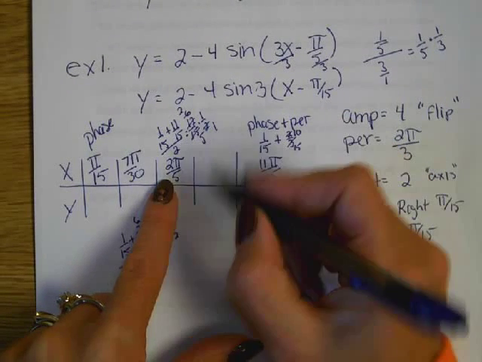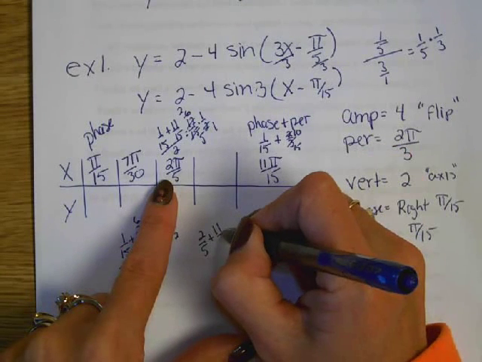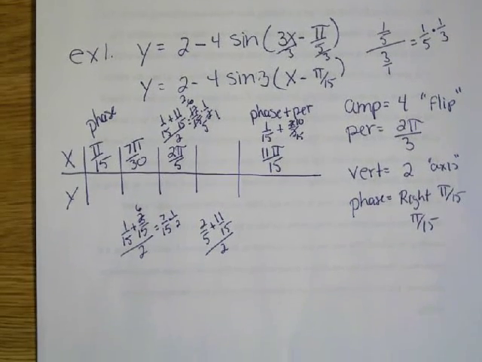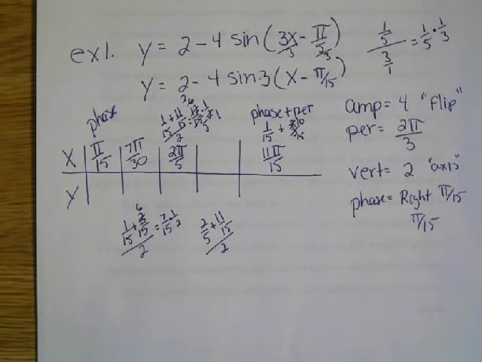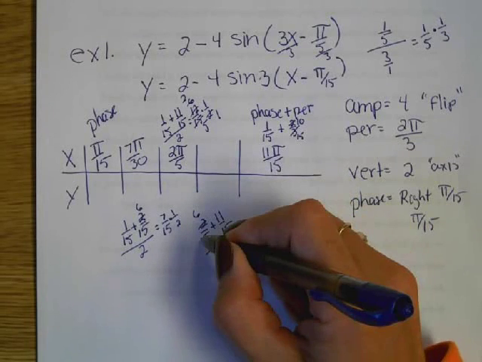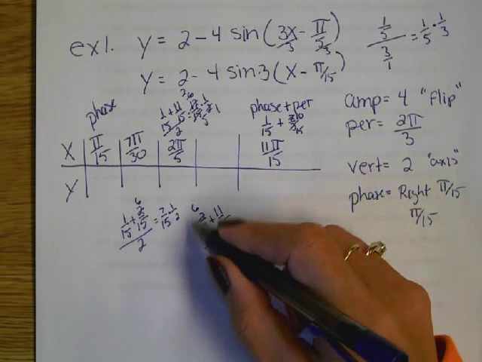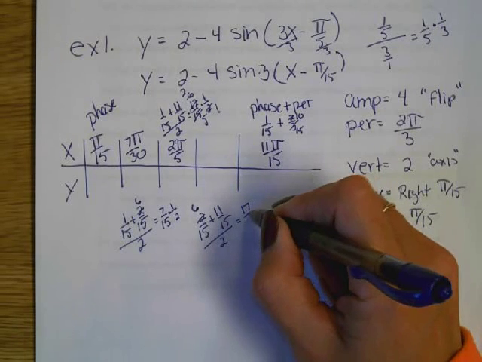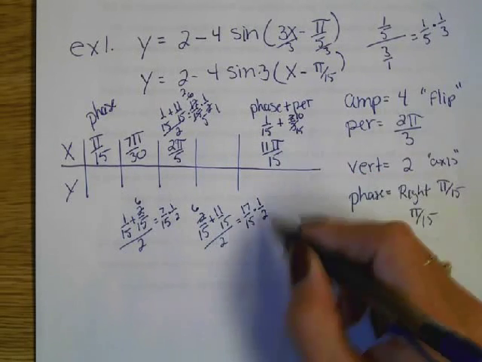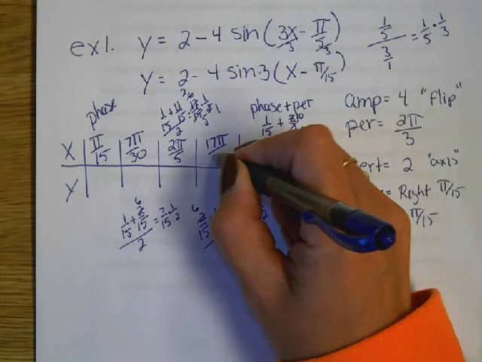And then one more time. 2/5 plus 11/15 divided by 2. Common denominator is coming next. Multiplying by 3, that's going to give me 6/15. Adding, 17/15. Dividing by 2 is multiplying by a half. Nothing cancels. 17 pi over 30.